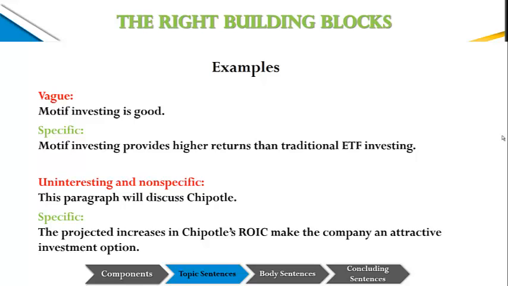So what does the reader know here? Well, the reader still knows that we're talking about Chipotle, but we didn't actually have to say that we're going to discuss it. It's just obvious and implied from the topic sentence. And in addition to that, the reader knows specifically that we're going to talk about how ROIC makes it an attractive investment option. And the paragraph will focus on ROIC and how that's a good thing for potential investors in the author's opinion. So let's look at one more example of a poor topic sentence.